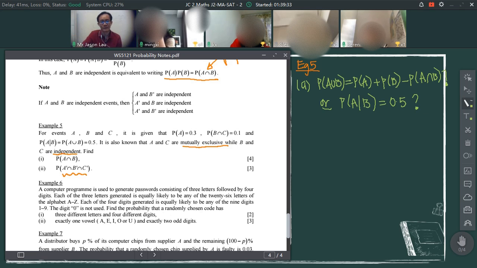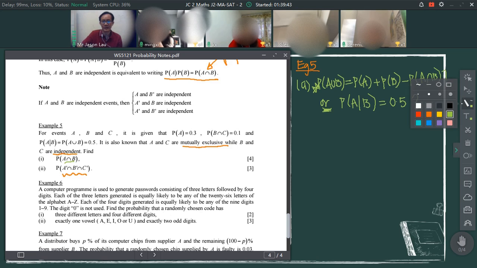What I'm writing is that there are some typical formulas that we can relate to A intersect B. One is this very popular union formula. Then of course A intersect B also occurs in the conditional formula. So you can see which one to use and so on.